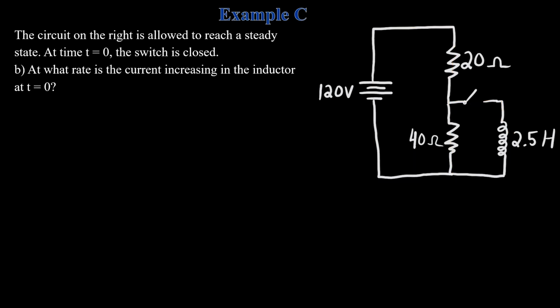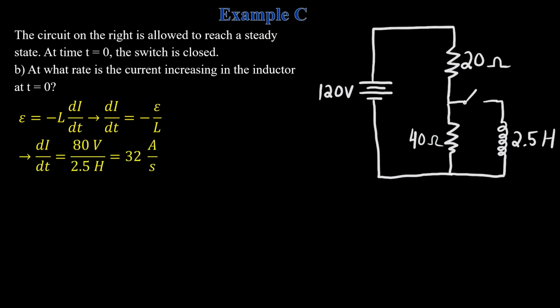Part B, at what rate is the current increasing in the inductor at time t equals 0? So we know that the back EMF in an inductor is negative L di/dt. So at what rate is the current increasing? So this is asking for di/dt. So we just solve for di/dt. It's EMF over L. So the EMF across the inductor is 80 over the inductance, which is 2.5. And you get that the current is increasing at a rate of 32 amperes per second.